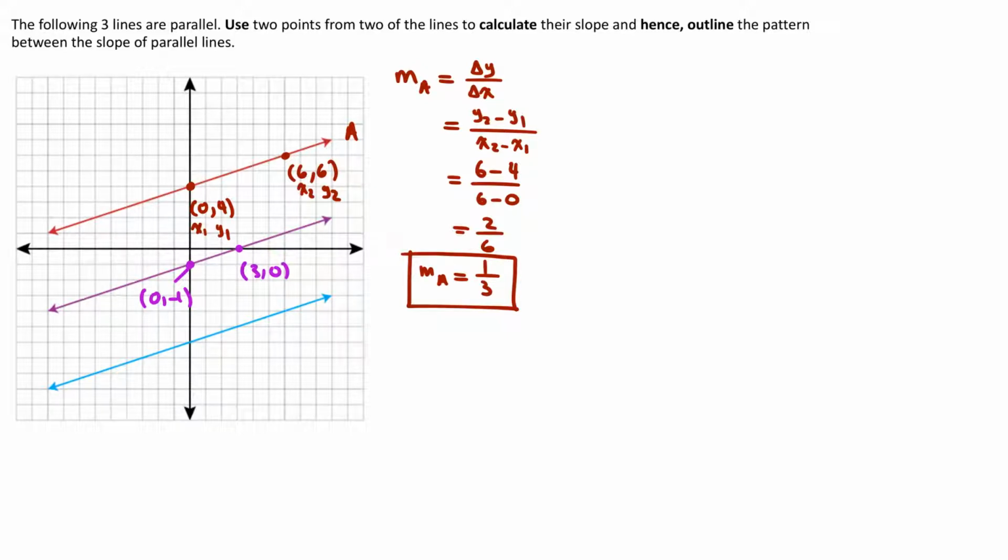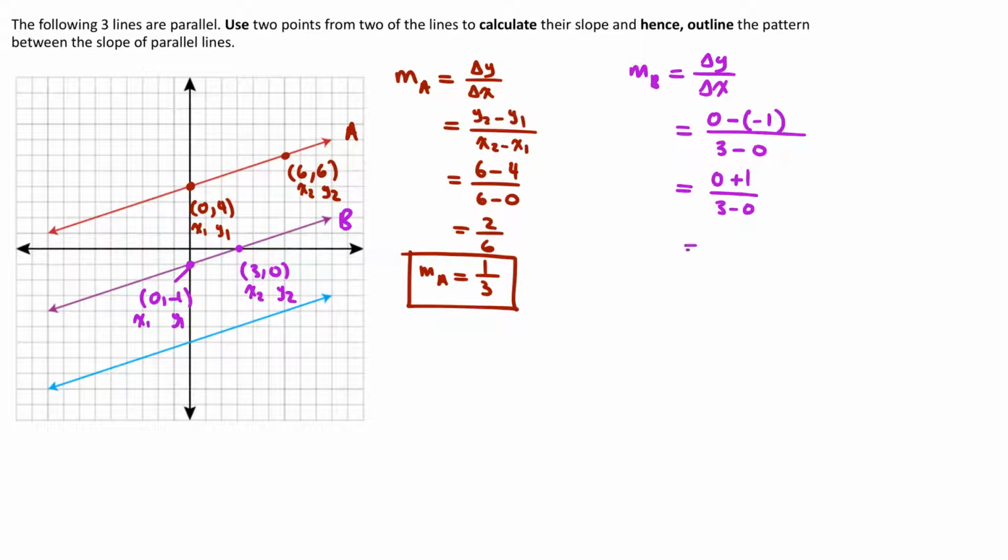For the purple line, my slope of, let's call this line B, is equal to, again, delta Y over delta X. Let's label some of my points x1, y1, x2, y2. So change in y is, y2 is 0 minus, and y1 is -1, divided by x2, which is 3, minus x1, which is 0. This turns into a plus, and we get 1 over 3. So slope of line B, we can see that it's 1 over 3.